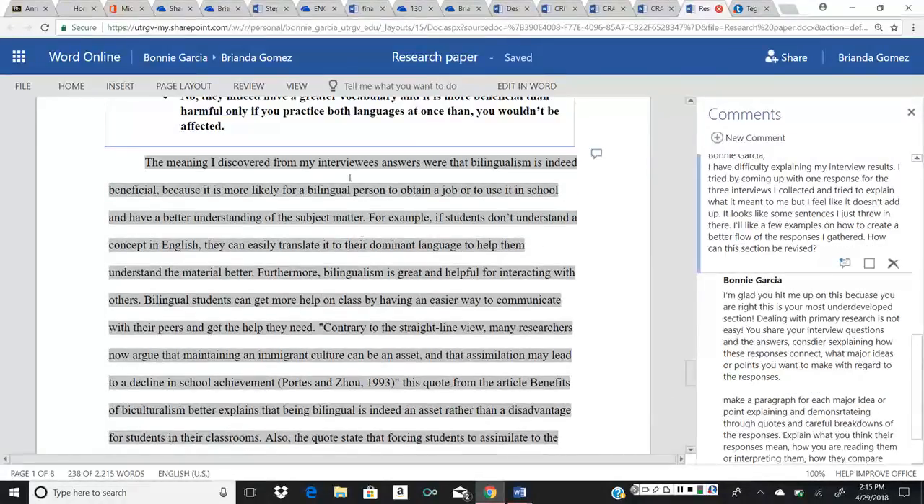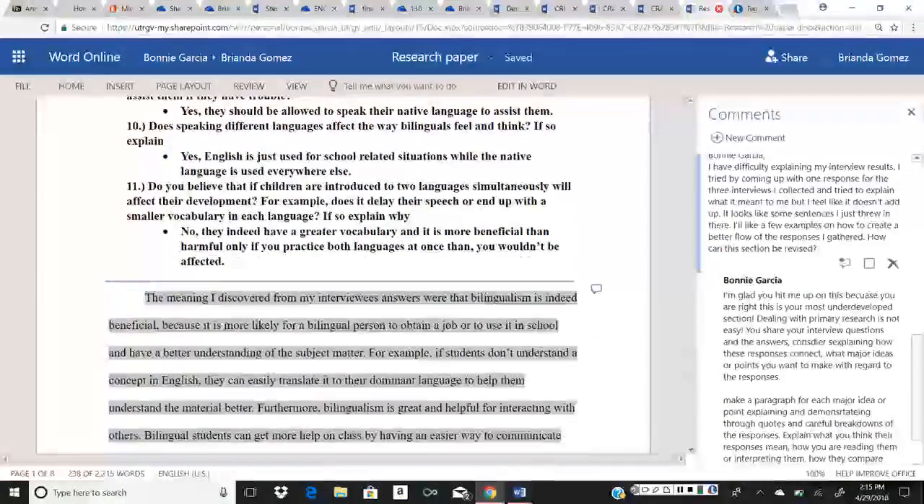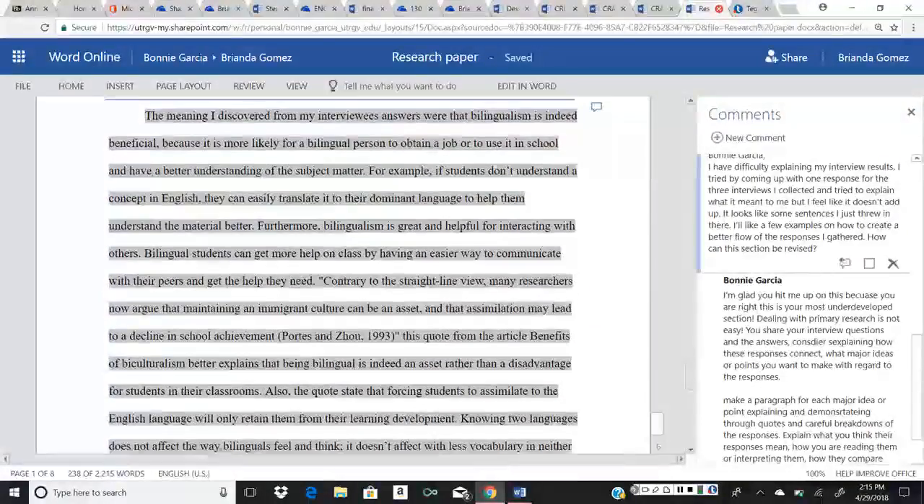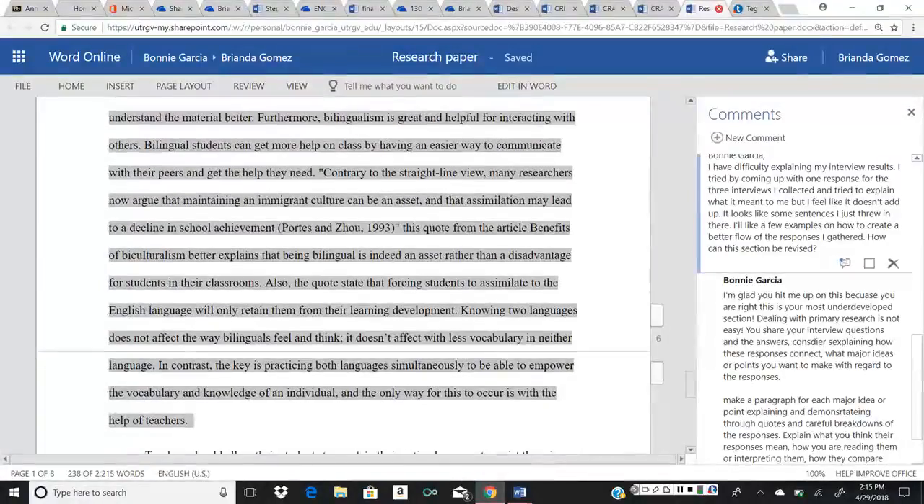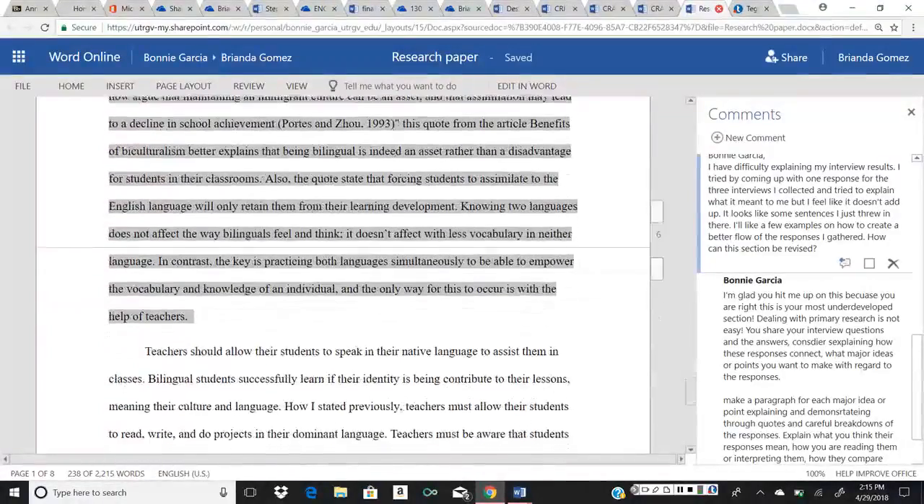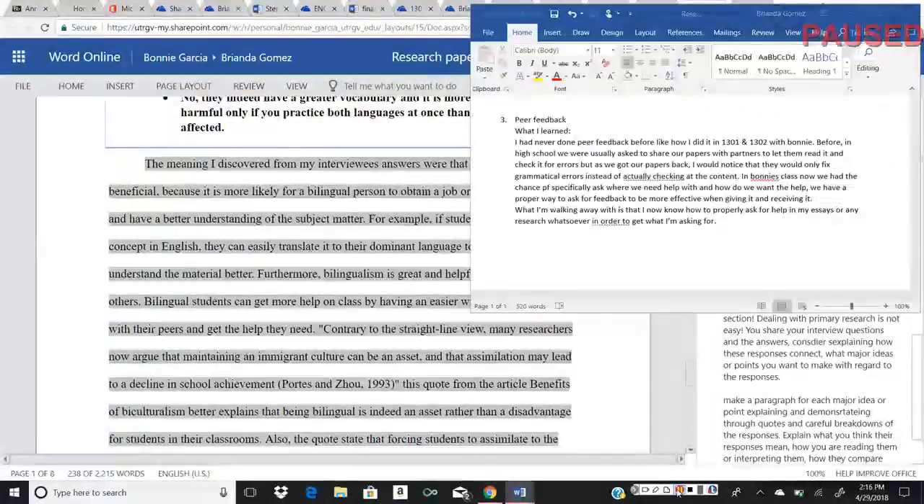I had a really short paragraph just stating what I got from my interviews, the answers I got, and now I extended the paragraph and even included a quote to better explain the answers I got. And here it is, what I did.